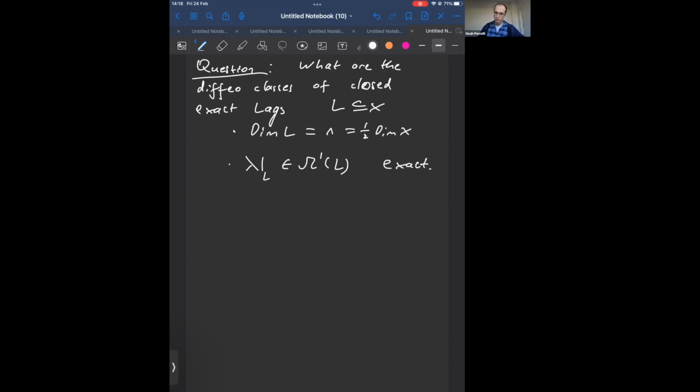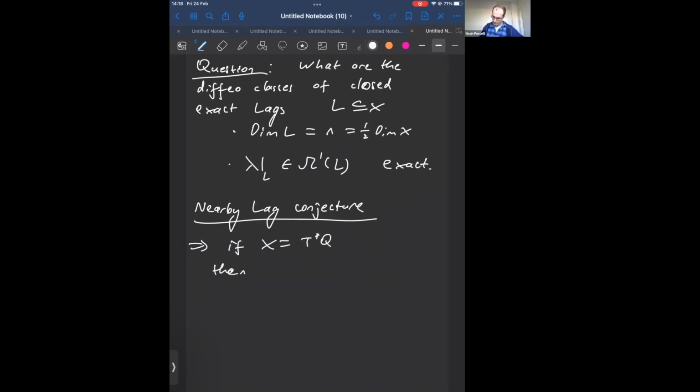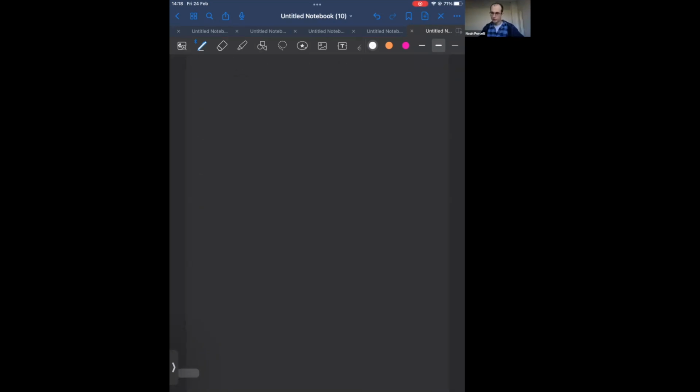So what kind of things might we hope for in this question? Well, one of the conjectures in this direction is the nearby Lagrangian conjecture, which really says something a little bit stronger, but in particular implies that if X is a cotangent bundle, then any such L is diffeomorphic to Q. So any closed exact Lagrangian in a cotangent bundle is diffeomorphic to Q. So that's what we'd hope. We're not going to prove that today, but that's the type of question we're interested in, and various generalizations of this you could ask for restrictions there.